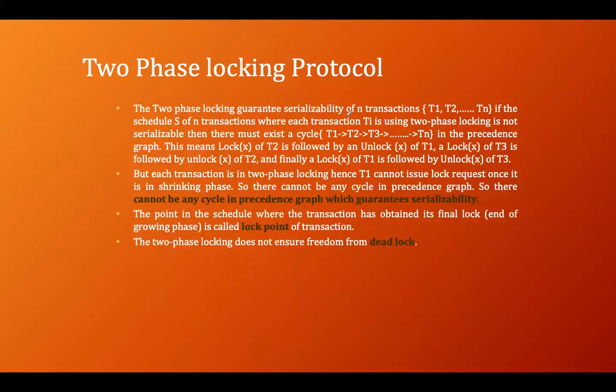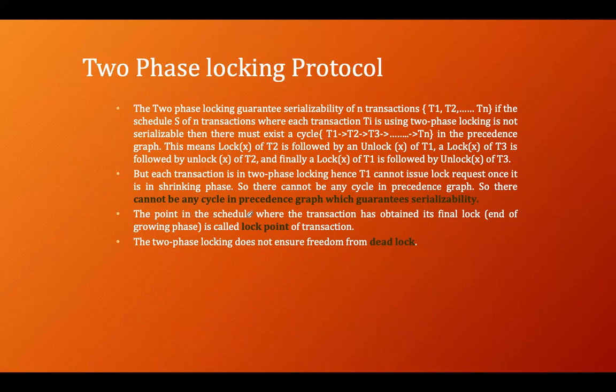The two-phase locking guarantees serializability of N transactions. If the schedule S of N transactions, where each transaction Ti is using two-phase locking, is not serializable, then there must exist a cycle in the precedence graph. This means lock on X of T2 is followed by the unlock on X of T1. A lock on X of T3 is followed by unlock on X of T2. And finally, lock on X of T1 is followed by unlock of X of T3. But each transaction is in two-phase locking, hence T1 cannot issue a lock request once it is in the shrinking phase. So there cannot be any cycle in the precedence graph, which guarantees serializability.